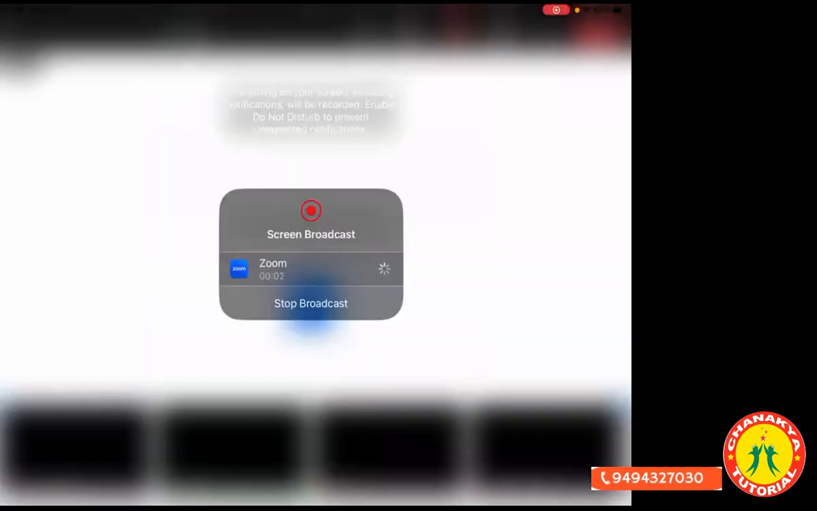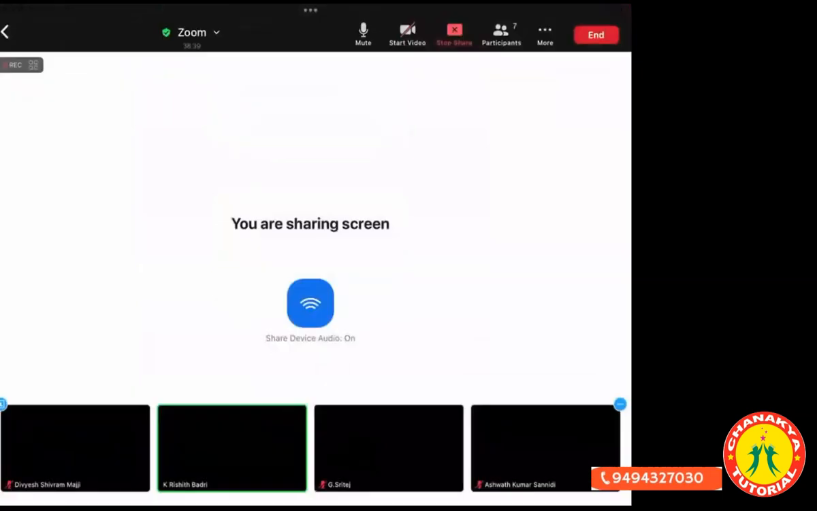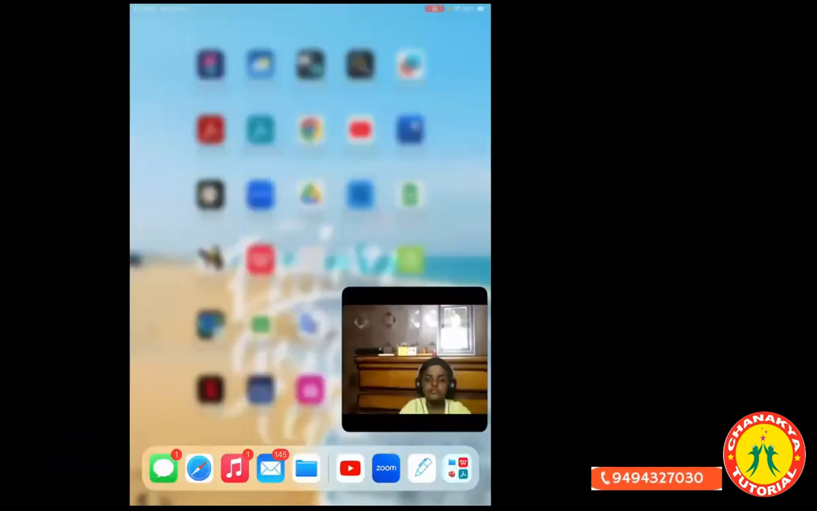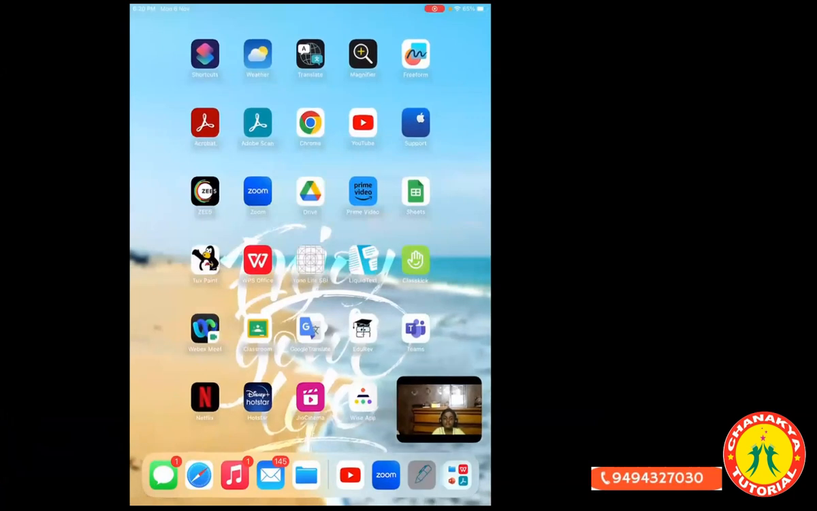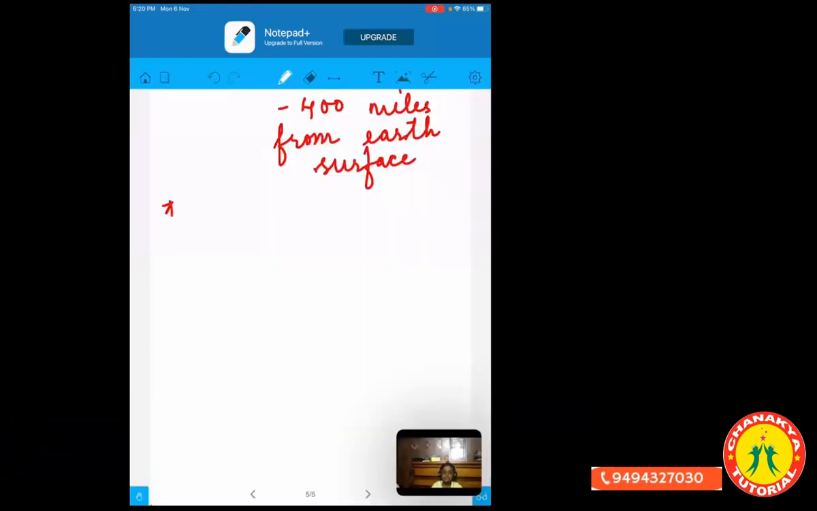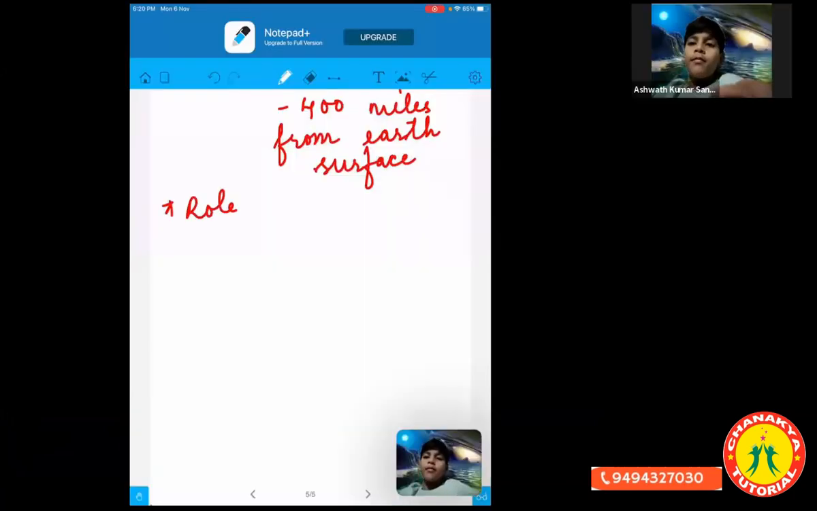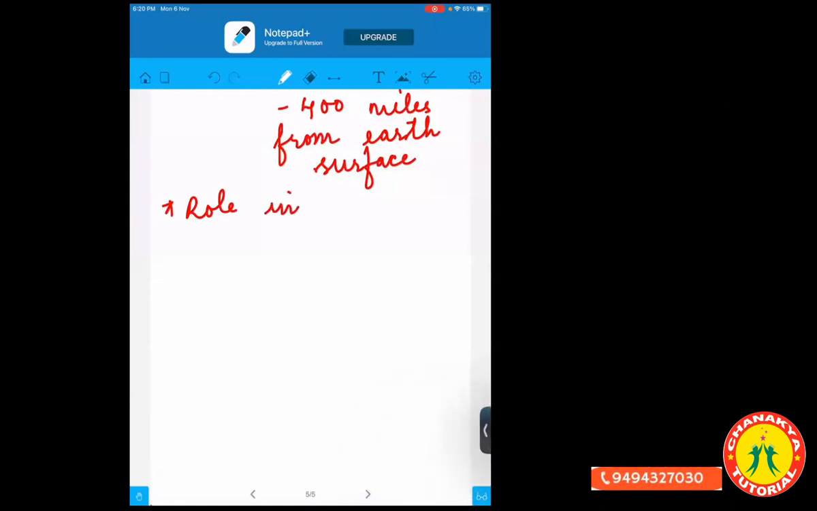So this atmosphere, what will it help us with, protecting us from which radiations? UV. Very good, Ashwan. So they help us first of all in the sustenance of life. We can survive on the earth because of the atmosphere only. If we do not have the atmosphere, we will not be able to survive.